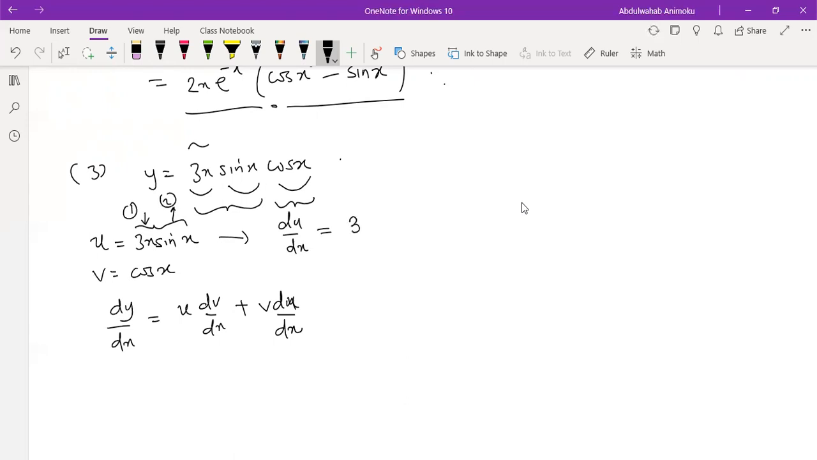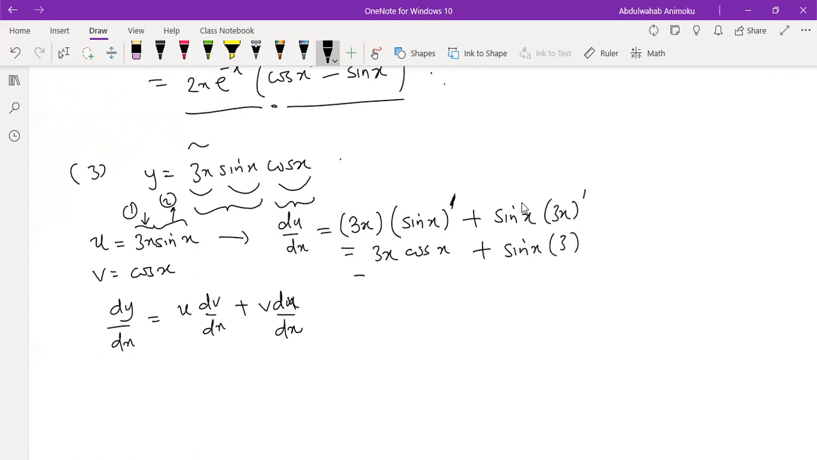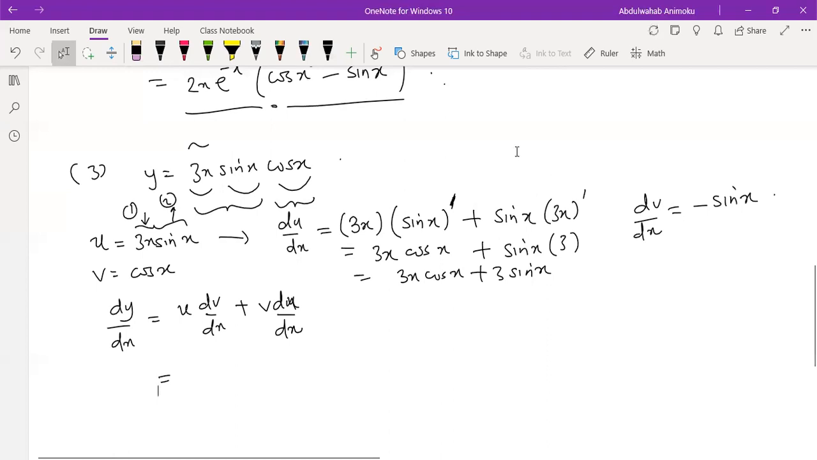And what is that? We leave the first function, which is 3x, multiplied by the derivative of the second function, plus the second function multiplied by the derivative of the first function. So what do we have? 3x times derivative of sine x, which is cos x, plus sine x times derivative of 3x, which is 3. So this will give us 3x cos x plus 3 sine x. So that is du dx. What about dv dx, which is the second one? dv dx is just derivative of cosine x, which is minus sine x. Now we are good to go in terms of finding dy dx.